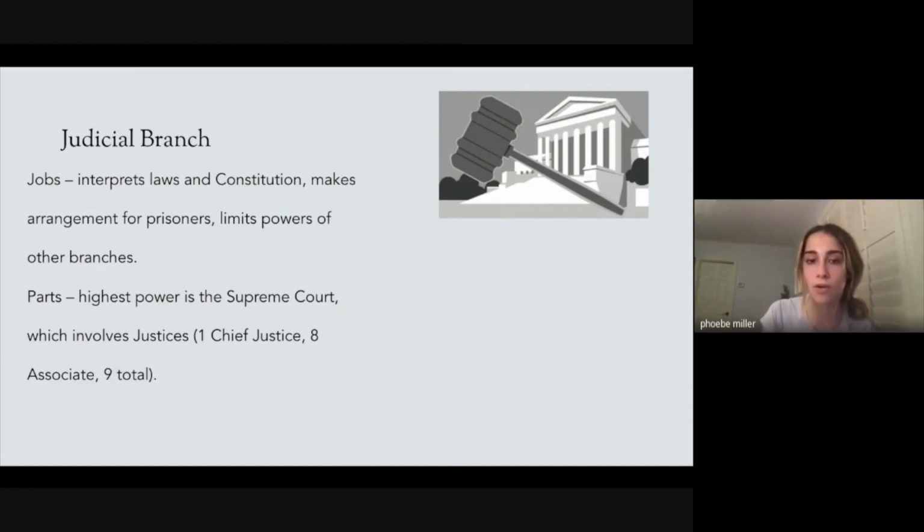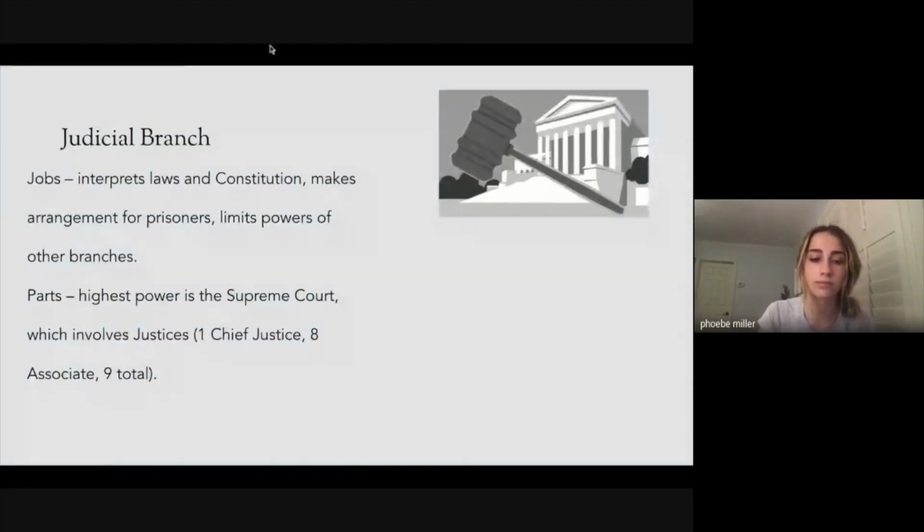The highest power of the judicial branch is the Supreme Court, who take cases concerning government officials, federal laws, and cases prosecuted by the U.S. government. The Supreme Court is made up of 9 justices. 8 of them are associate justices, and 1 acts as the Chief Justice, meaning they preside over the court. A well-known Supreme Court justice you may have heard of is Justice Ruth Bader Ginsburg.